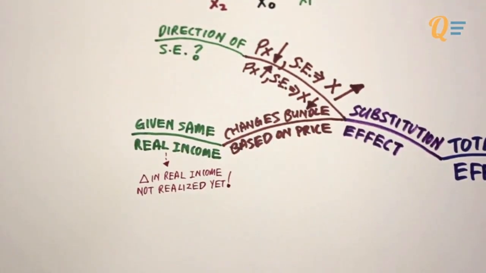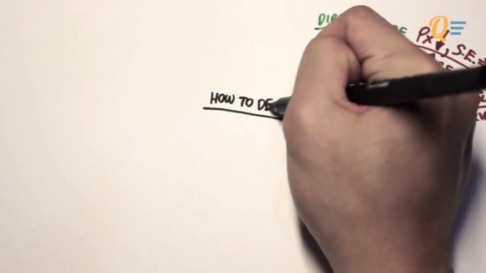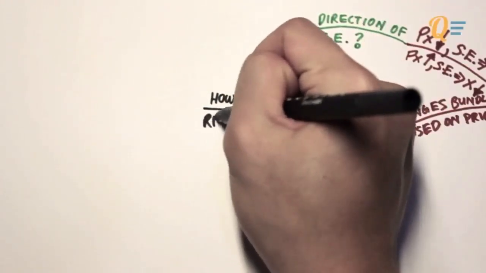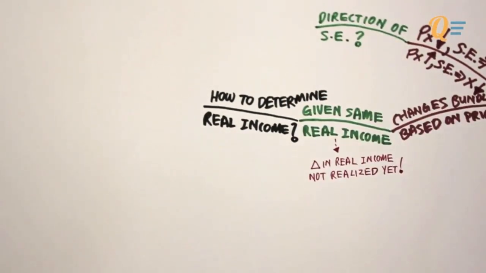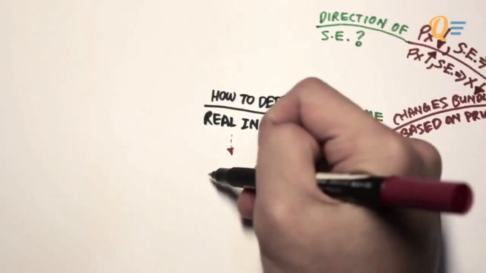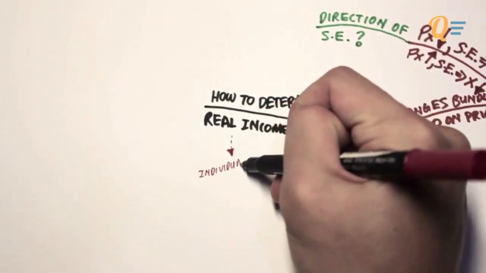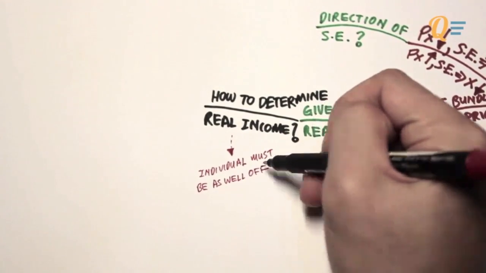So how do you determine what is the original real income now that prices have changed? And furthermore, the individual has not realized this yet. So how do you identify what is the same amount of real income to this particular individual? The key idea to determine what is the real income is to make sure that this individual is as well off as he was previously before the price change.